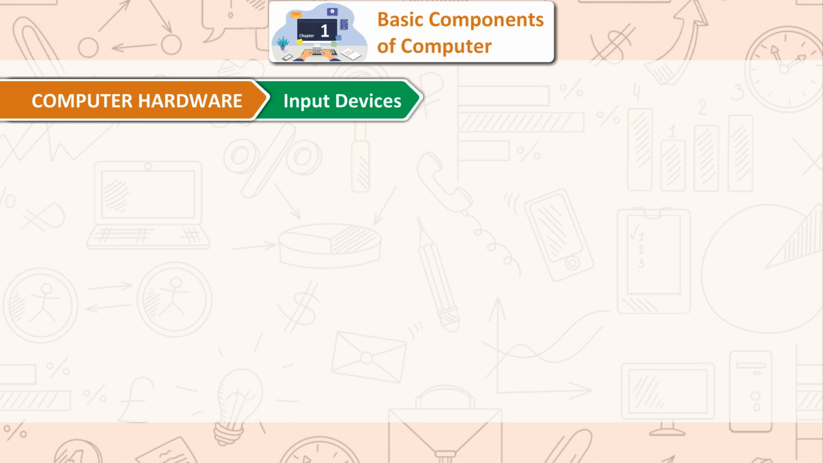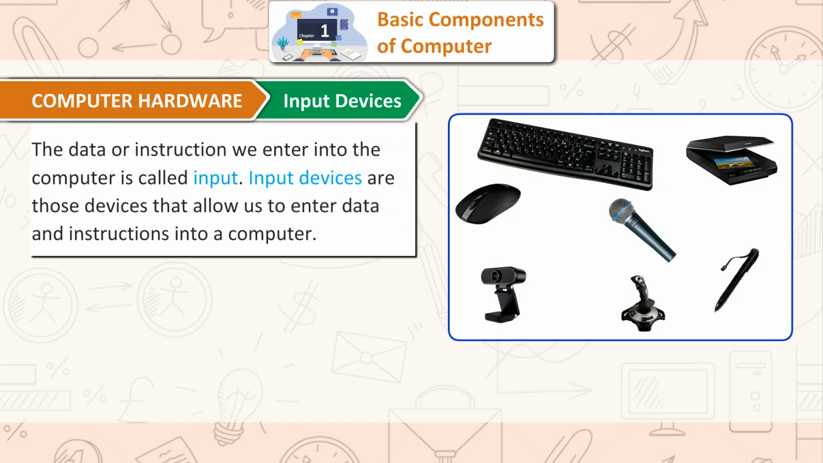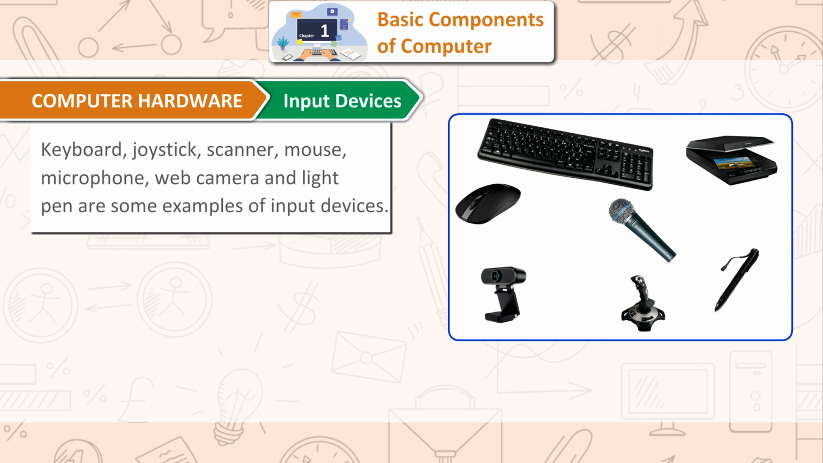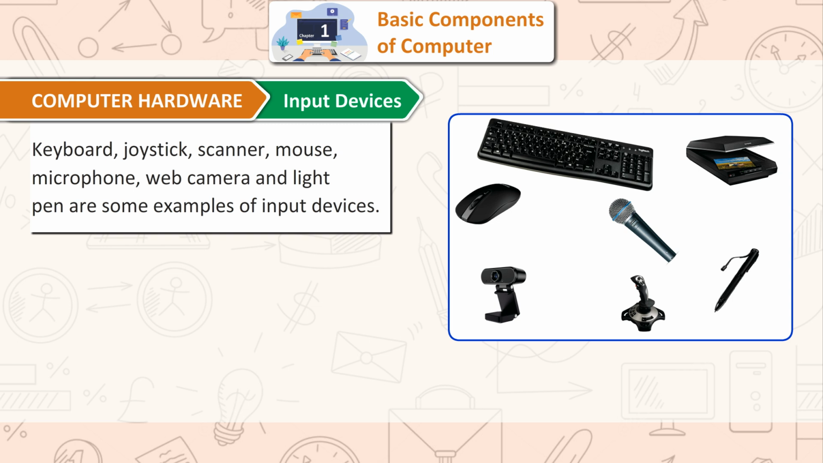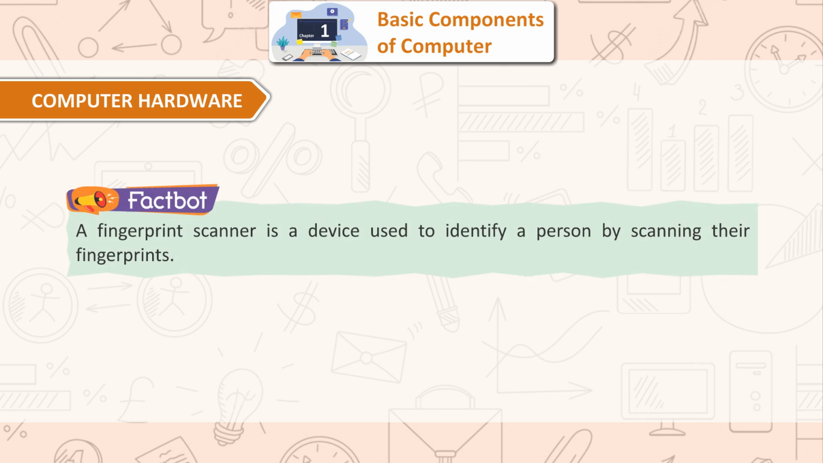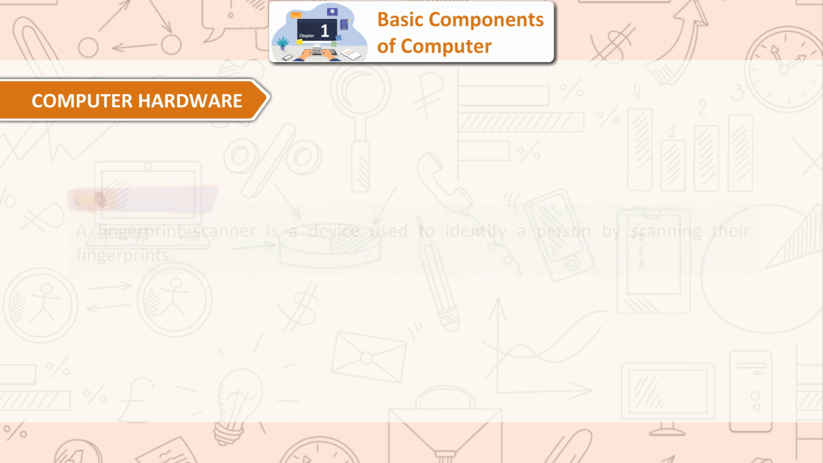Input devices: the data or instruction we enter into the computer is called input. Input devices are those devices that allow us to enter data and instructions into a computer. Keyboard, joystick, scanner, mouse, microphone, web camera, and light pen are some examples of input devices. Factbot. A fingerprint scanner is a device used to identify a person by scanning their fingerprints.